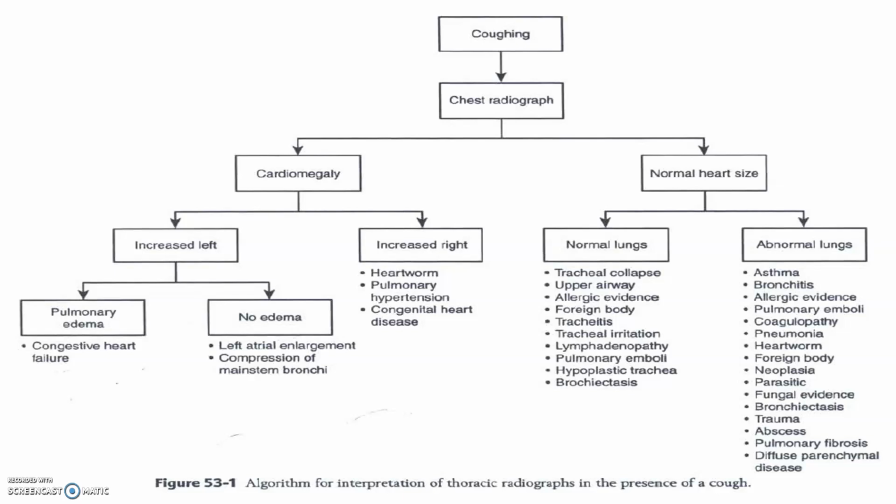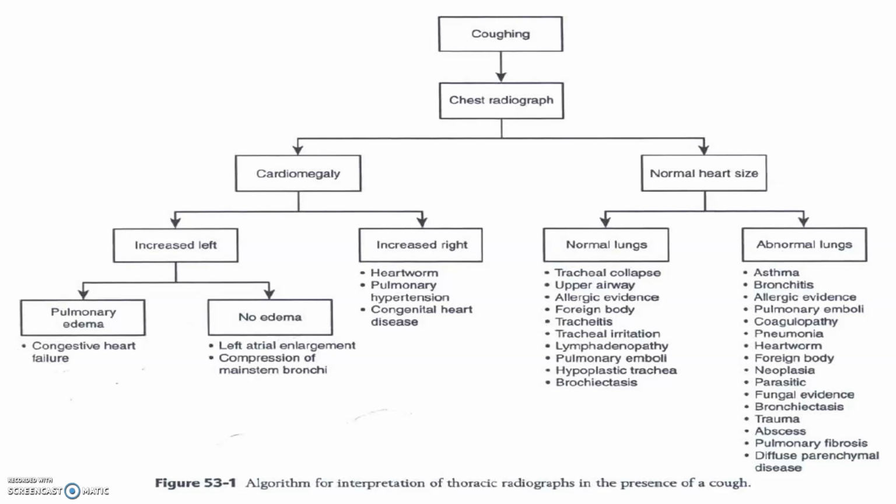Whenever there is a normal heart size in the interpretation of the chest radiograph, and the lungs are also normal, we can consider tracheal collapse, upper airway problems, allergic evidence, foreign body, tracheitis, and tracheal irritation. There might be some lymphadenopathy; mediastinal lymphadenopathies can cause these problems. Also pulmonary emboli, hypoplastic trachea, which is very common in pugs, and bronchiectasis.